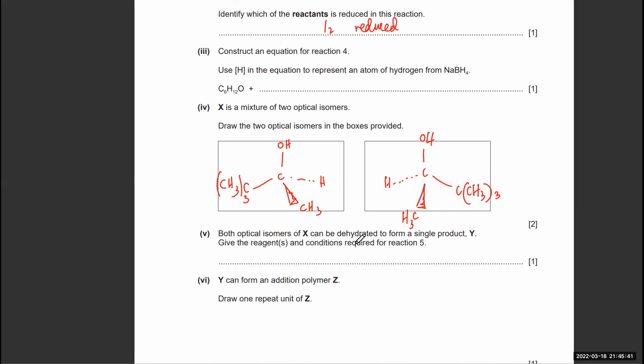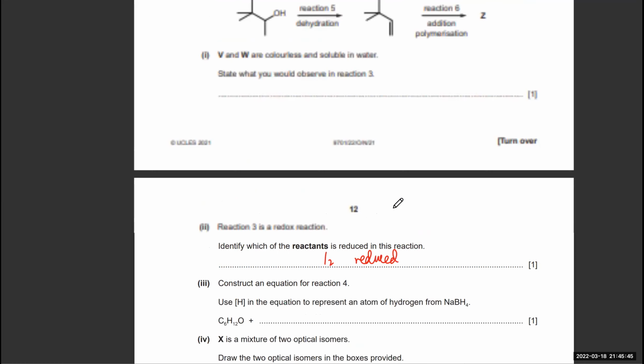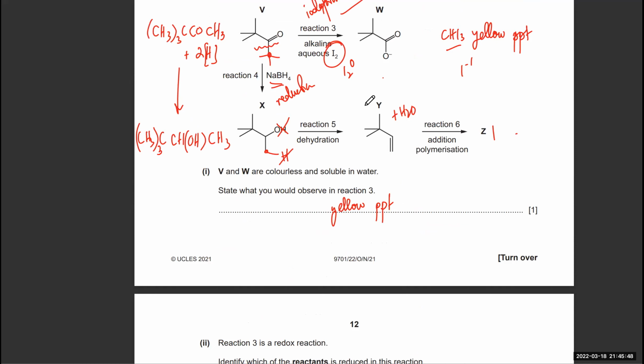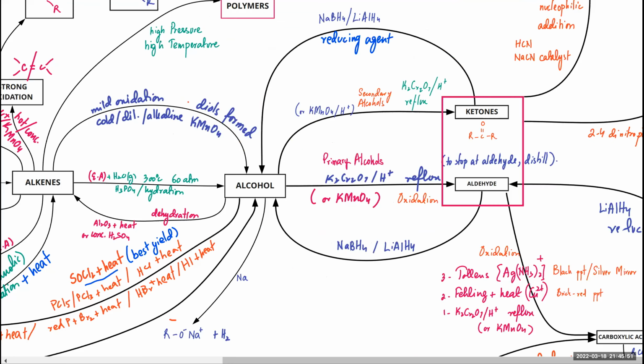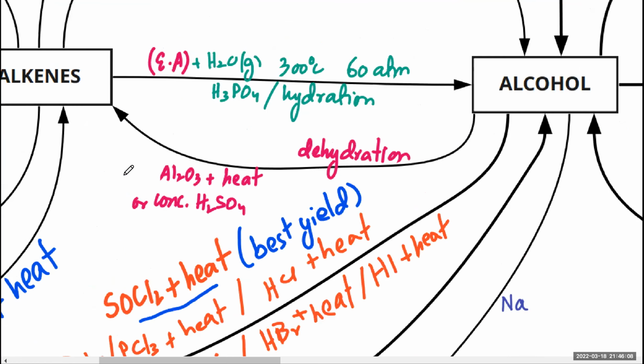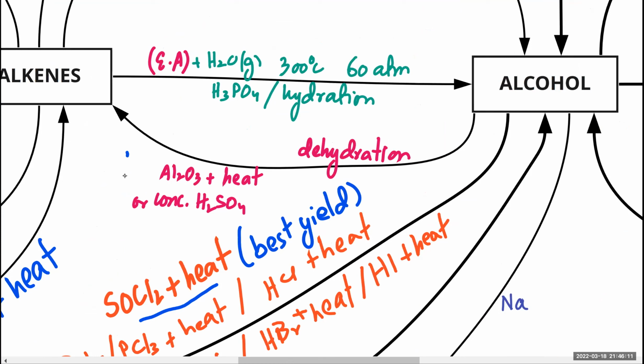Give the reagent and conditions required. What is the reagent for dehydration? How do you remove a water molecule from an alcohol? That is also given. You have an alcohol. Dehydration is Al2O3 plus heat, or concentrated H2SO4 plus heat. Over here we should also add SiO2. So let me just hold on a second. SiO2 can also be added as a reagent in this case. And let's try and finish this paper.